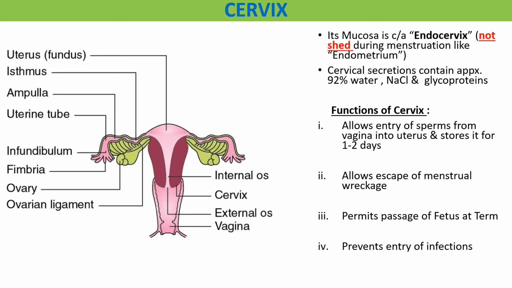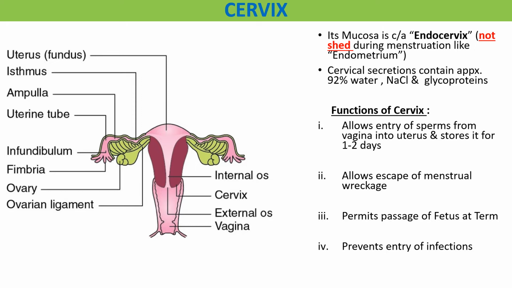The next female internal genitalia is cervix. Cervix is the cylindrical lower part of the uterus that protrudes into the upper vagina. It is approximately 2.5 cm long in a non-pregnant woman. The mucosa of cervix is called as endocervix. This part of uterus doesn't undergo monthly shedding. The cervical secretions contains approximately 92% of water, salt and glycoproteins.